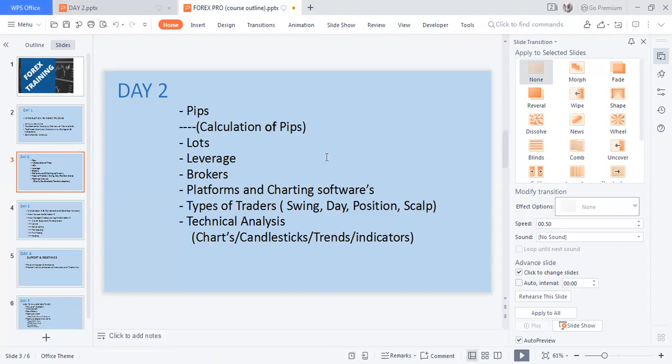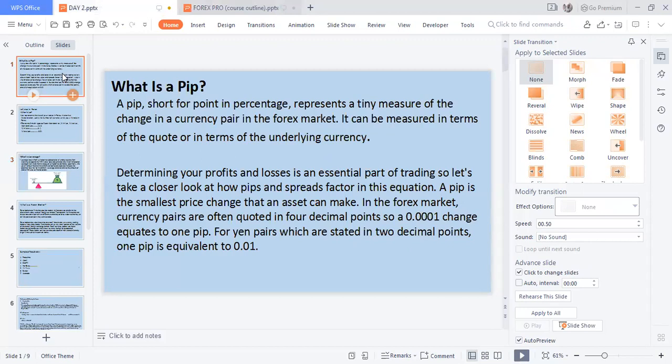Now, let us start with pips. What are pips? Pip stands for percentage in point, and it represents a tiny measure of the change in a currency pair in the forex market. It can be measured in terms of the quote or in terms of the underlying currency. Determining your profit and losses is an essential part of trading. I don't want to go too far into theory because eventually I'll still send this material to you.